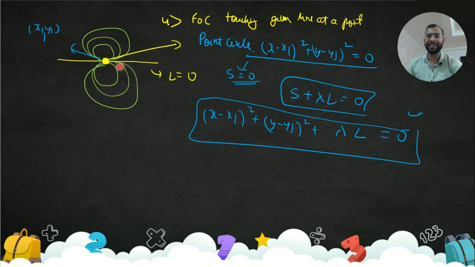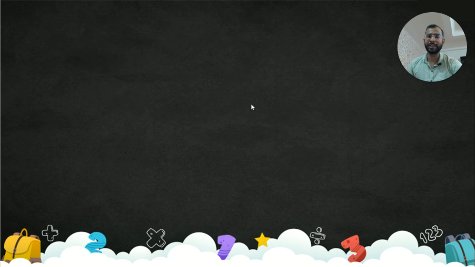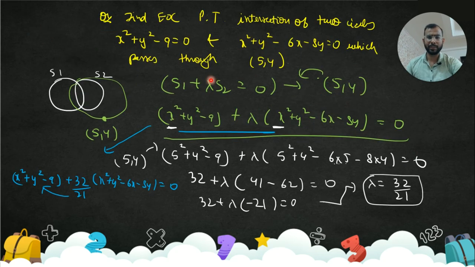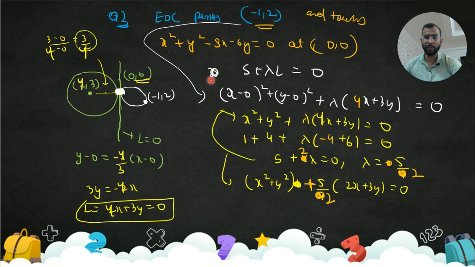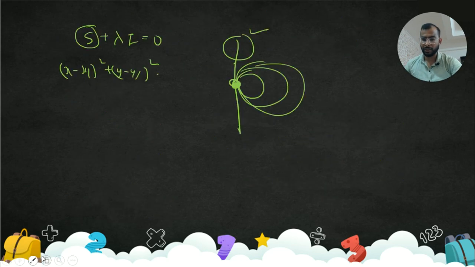Next, when we talk about the family of circles touching a given line at a given point, we consider that point as a point circle. The point circle equation is this and this is L, so S plus lambda L equal to 0, and we have seen two questions based on that.